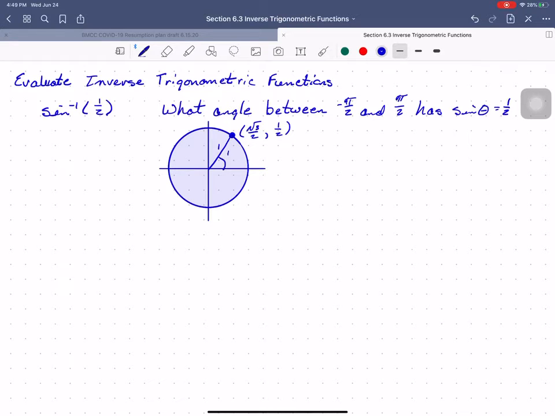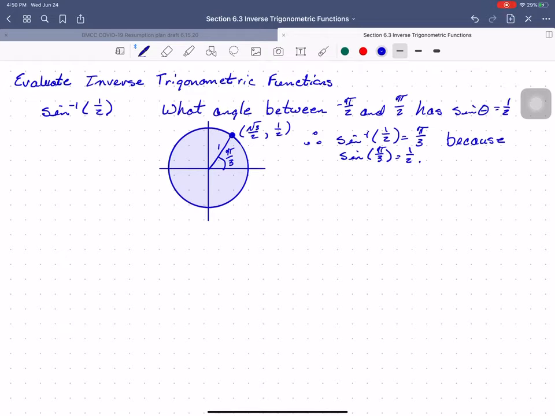We know that this angle is pi over 3 or 60 degrees, but unless otherwise stated, you're generally going to give these responses in radians. So because of this relationship, this tells us that the sine inverse of 1/2 is equal to pi over 3, because the sine of pi over 3 equals 1/2. Okay?